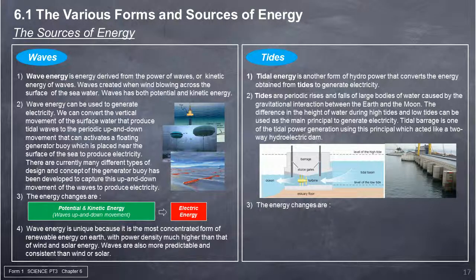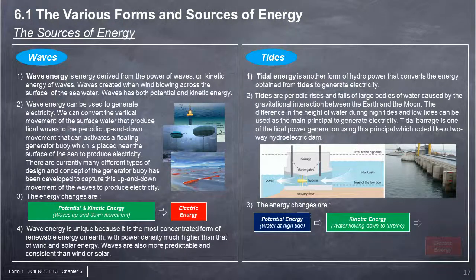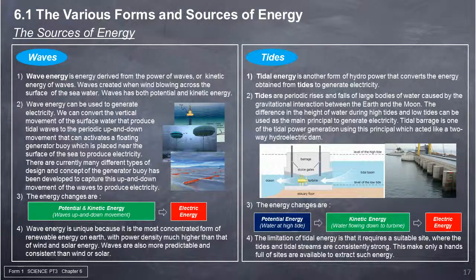3. The energy changes are: the potential energy of the water at high tide changed to kinetic energy of the water flowing down to the turbine, changed to electric energy. 4. The limitation of tidal energy is that it requires a suitable site where the tides and tidal streams are consistently strong. This makes only a handful of sites available to extract such energy.